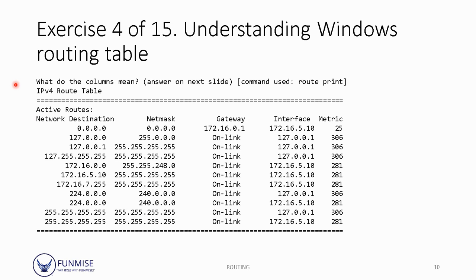Exercise 4, understanding the Windows routing table. So the question becomes, what do these columns mean? The command used here in Windows is route print. As you can see, it shows you this IPv4 route table, and it says here active routes. There's a network destination, there's a network mask, which is the same as what you would consider a subnet mask. Then you have a gateway, an interface, and a metric. So what do all these columns mean? They'll be explained.